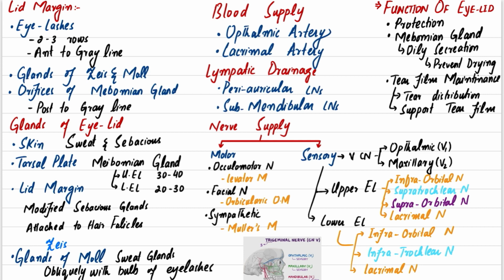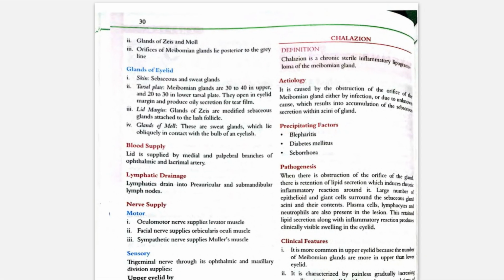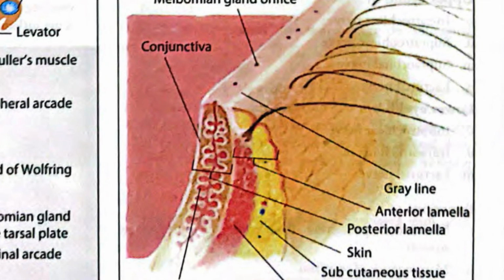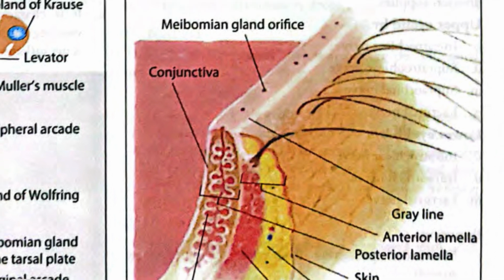Now about lid margins. Here they are discussing that in the lid margin we have eyelashes. These eyelashes are in 2 to 3 rows, and these are anterior to the gray line. We have discussed the gray line; I am showing it again in the diagram. This is the gray line, and these are the eyelashes. So these eyelashes are anterior to the gray line, whereas the openings of the meibomian glands are posterior to the gray line. This is an MCQ point, so you have to remember it.